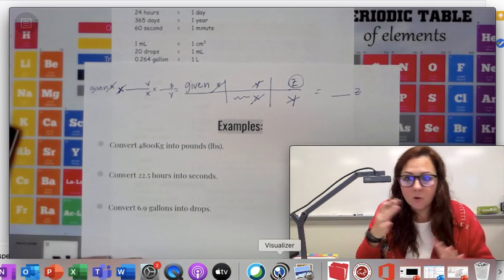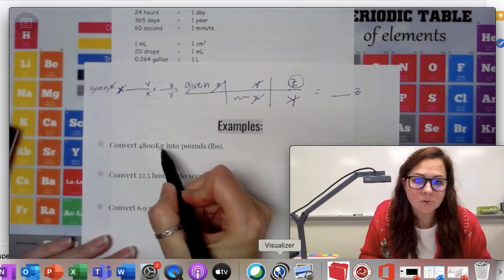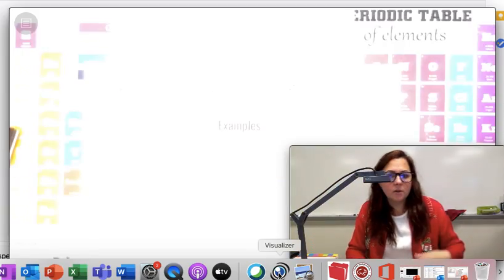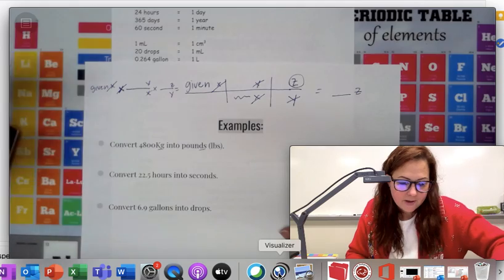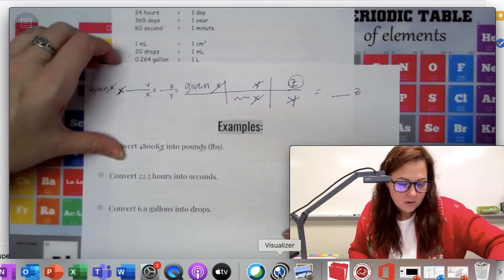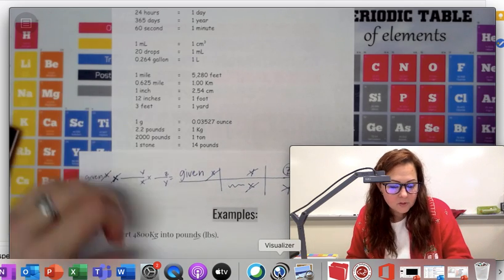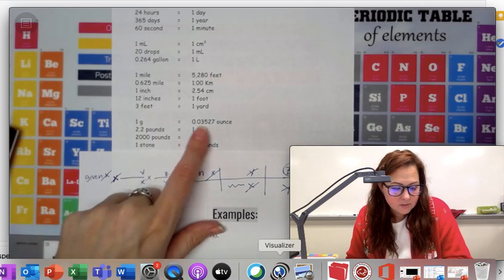So, that all being said, we have kilograms, we need to go to pounds. So if we have kilograms and we need to go to pounds, we're going to look at our conversion factors. Kilograms and pounds are mass. So we're going to look at the mass section here. This one goes grams to ounces. Hey, look here.